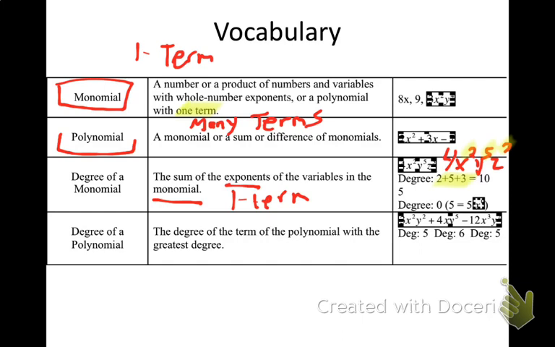Degree of a polynomial. Now, here's what we're going to talk about a lot today: degrees of polynomials. The degree of a polynomial is the degree of the term with the greatest degree. So if you look at all the terms there, the degree would be the largest one. That would be a degree of 6. So we're going to look at polynomials with the greatest degrees today. Again, today is all about classifying the terms, really. Lots of classifications.